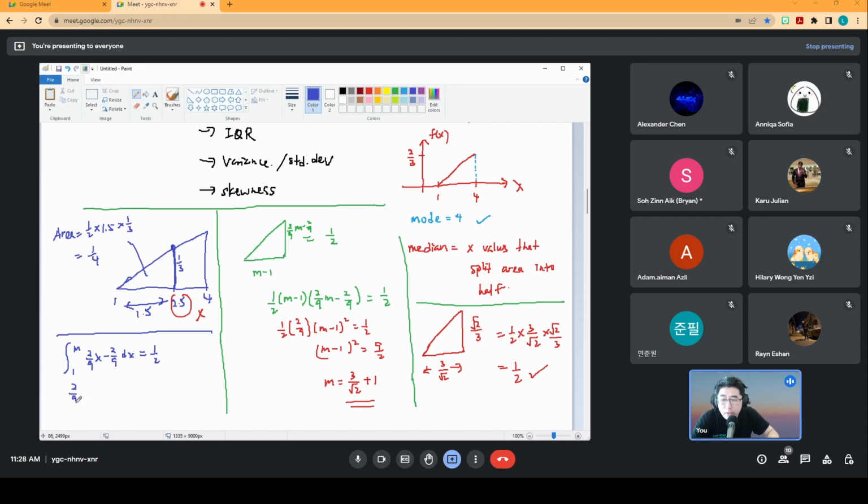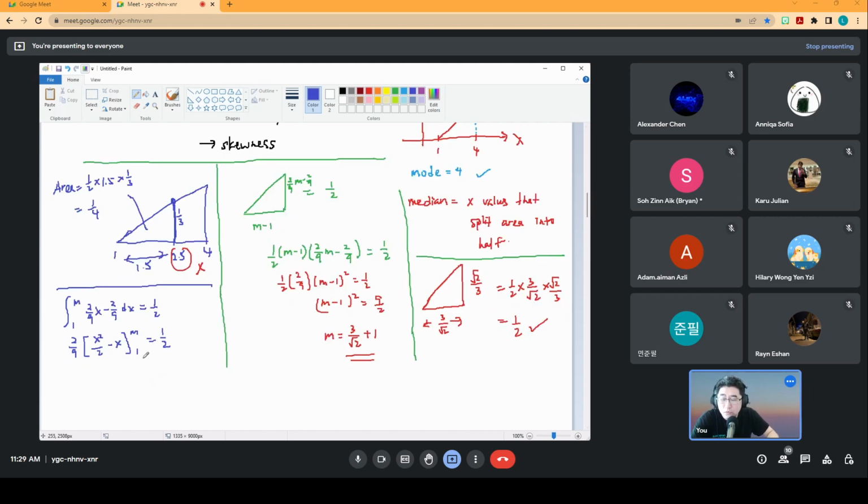So I have a 2/9 of x squared over 2 minus x, from 1 to m, equals 1/2. So I have m squared over 2 minus m, minus 1 over 2 plus 1, equals 9 over 4. So I have m squared over 2 minus m, minus 0.5 plus 1, equals 9 over 4. So I have negative 7 over 4.